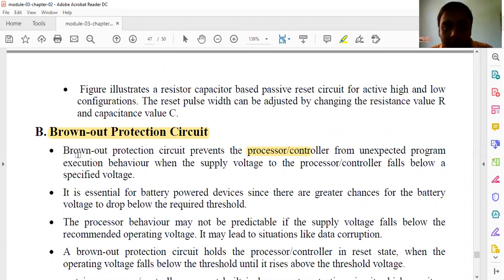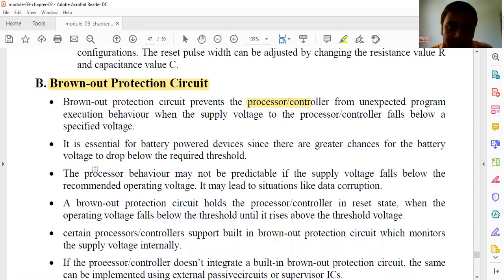That is what is said here: the brownout protection circuit prevents the processor or the controller from unexpected program execution behavior when the supply voltage to the processor or the controller falls below a specified voltage. Next, I will go on to justify it.